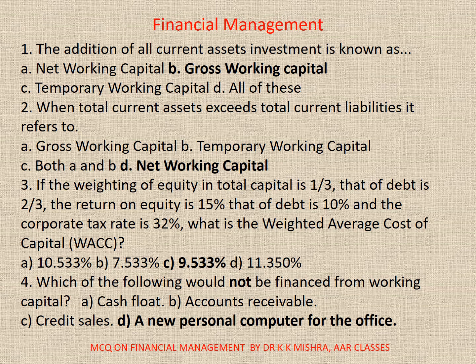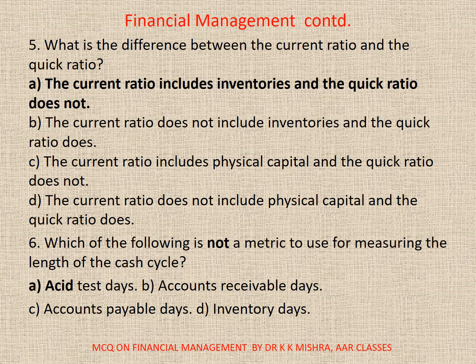4. Which of the following would not be financed from working capital? So here correct option is D, a new personal computer for the office. 5. What is the difference between the current ratio and the quick ratio? So here correct option is A. The current ratio includes inventories and the quick ratio does not.